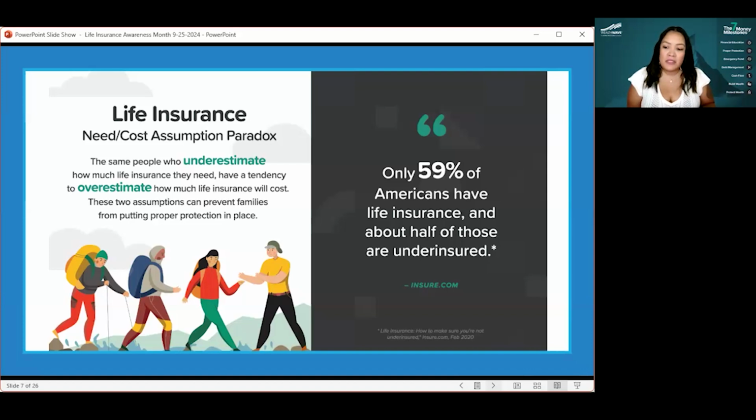That's why in this presentation, toward the end, I want to show you quotes, some actual realistic numbers of what something like this could cost. Life insurance does not actually cost that much when you think about it from a budgetary perspective. Only 59% of Americans have life insurance, and of those, only about half have enough.